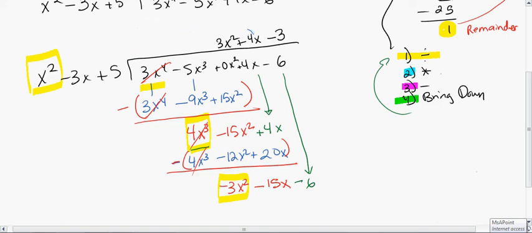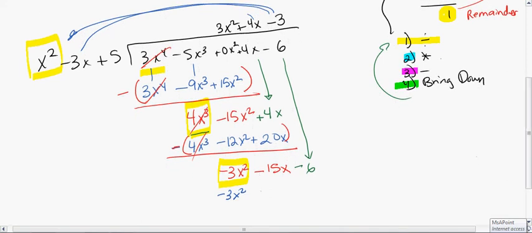Negative 3 times x squared is negative 3x squared. Negative 3 times negative 3x is positive 9x. And negative 3 times 5 is negative 15. So there's the multiply step. Now we are going to subtract. So I'm going to subtract this bottom.